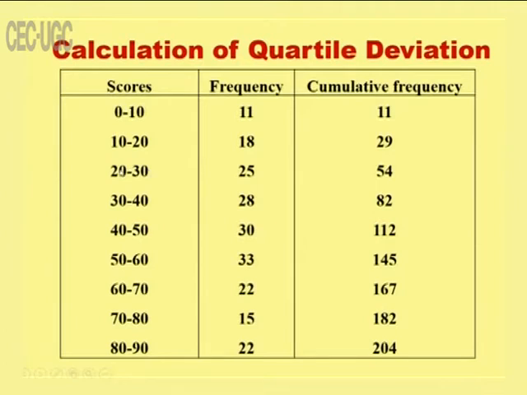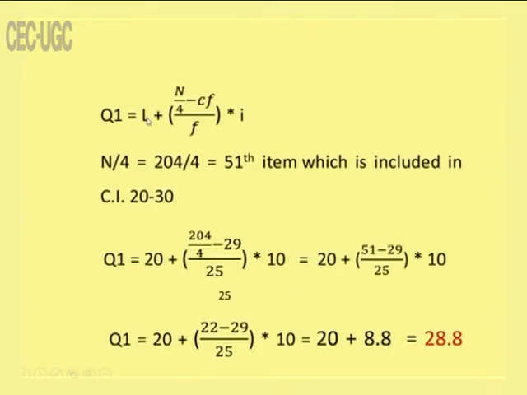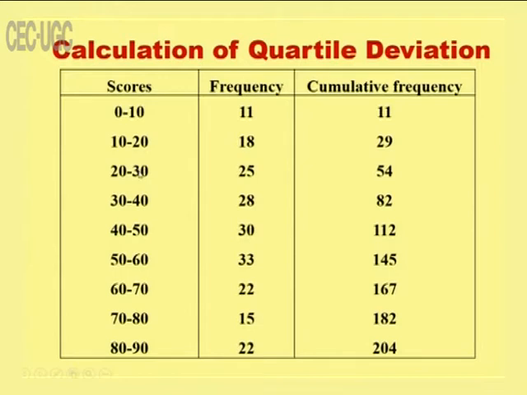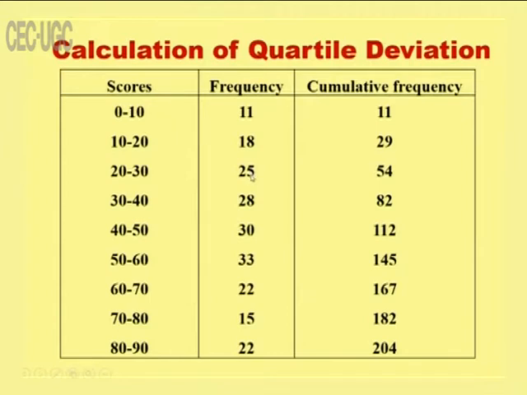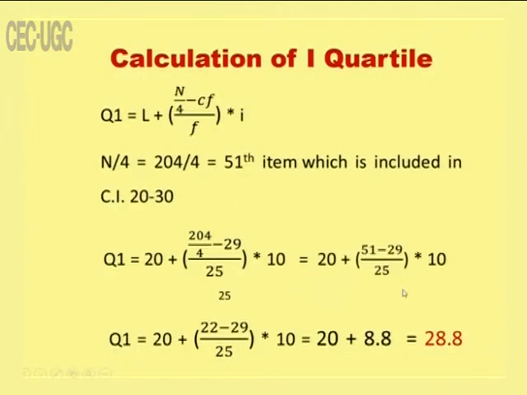Therefore, the lower point of that class interval is L, the lower point of the class interval which contains the first quartile, and here L is 20. Here n by 4 is 204 by 4, minus the cumulative frequency of the class preceding the first quartile class, which is 29, divided by the frequency of that particular class, that is 25, and I is the class interval.